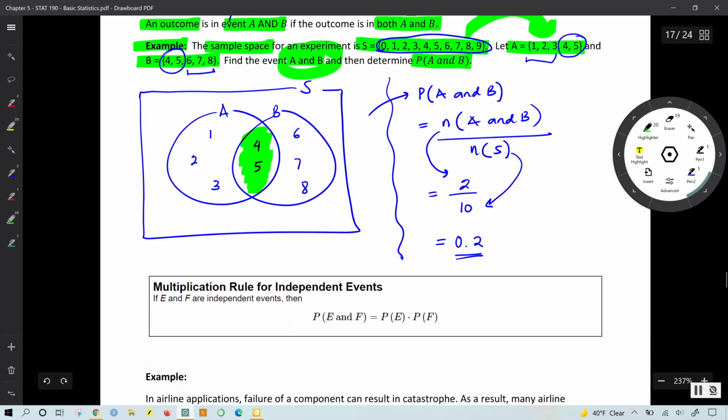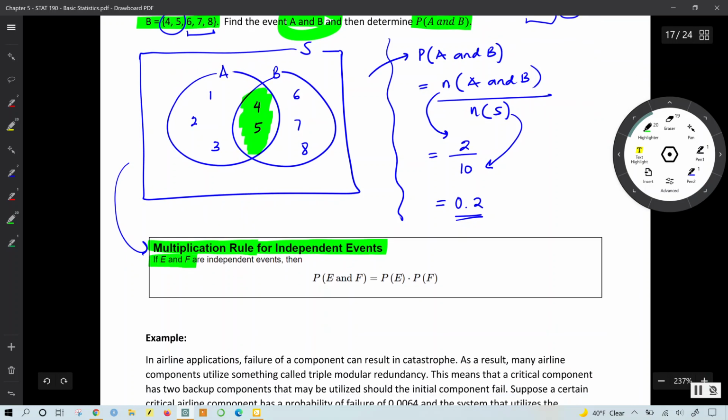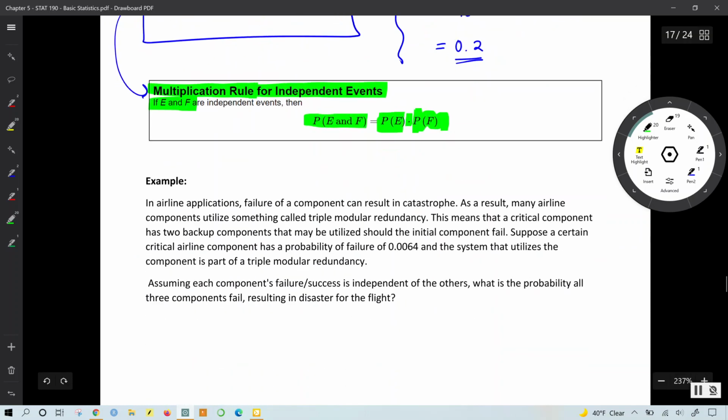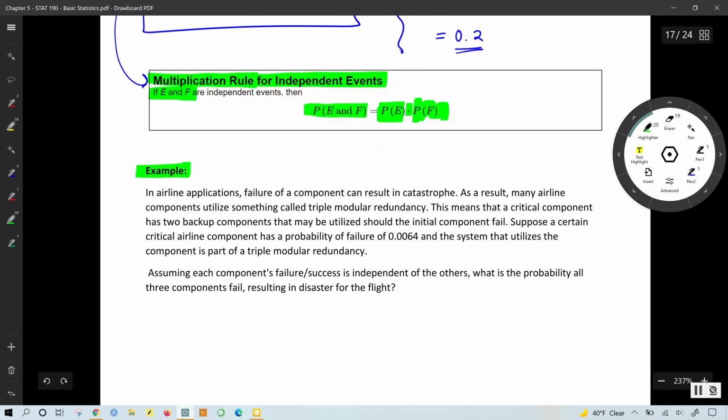You see, what we have just defined here extends to a rule in probability known as the multiplication rule for independent events. Whenever two events E and F are independent, then the joint probability of both E and F will be the probability of E multiplied by the probability of F. To illustrate this idea, let's consider an example.